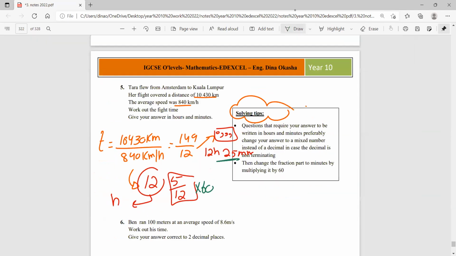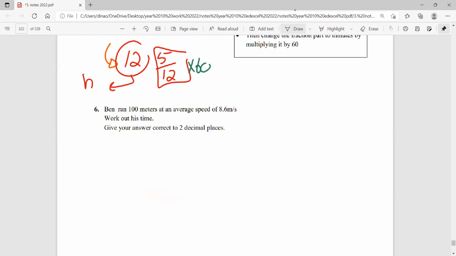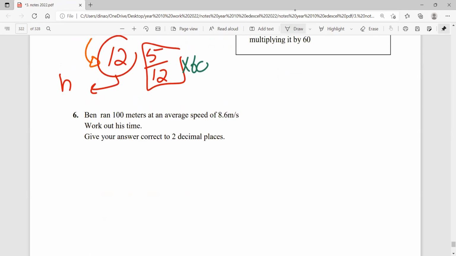Okay, moving on. Ben, what's the story with Ben? Ben ran 100 meters at a given speed. Work out the time and give your answer to two decimal places. First you need to make sure that the units are proper. This is meter per second and this is meter, so I don't need to do any conversions.